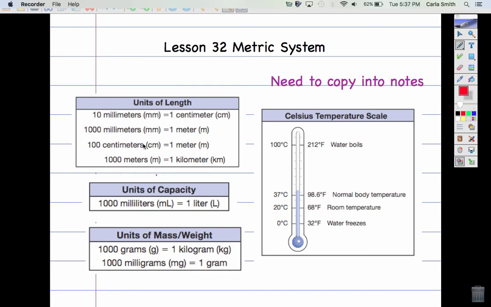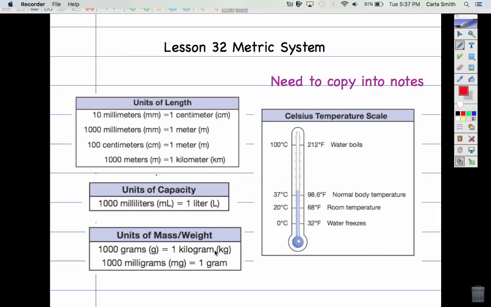We then can talk about units of capacity. And the major one that we need to kind of memorize, focus on, is 1,000 milliliters is equal to 1 liter. And then units of mass or weight, we always calculate that in grams. So 1,000 grams, or g, is equal to 1 kilogram, which is kg. We have 1,000 milligrams is equal to 1 gram.